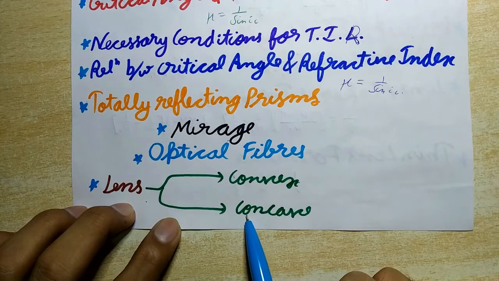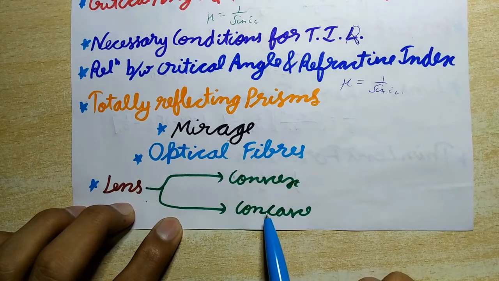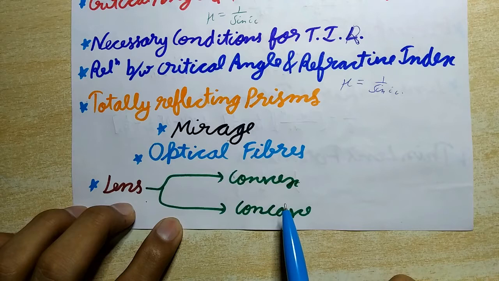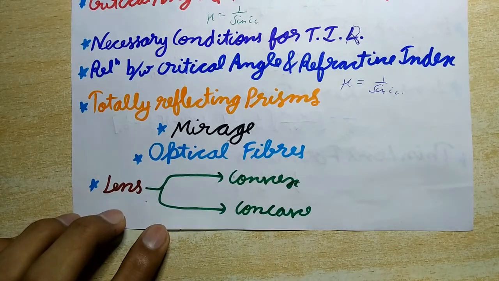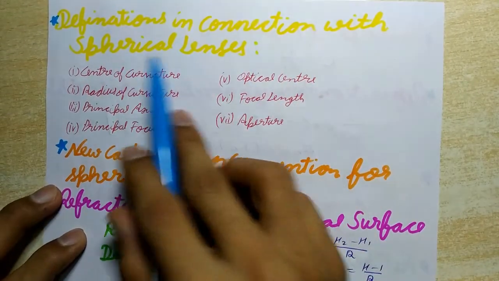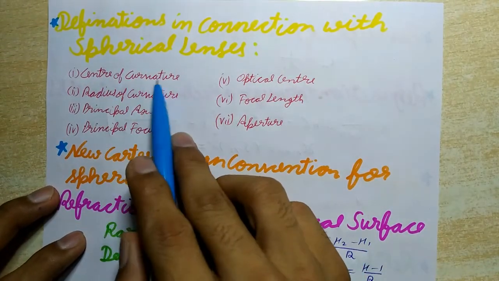Now second is the concave or diverging lens. It is thinner at the center than at the edges. It diverges a parallel beam of light on refraction through it, and it has a virtual focus. Next is definitions in connection with spherical lenses. So first is center of curvature.